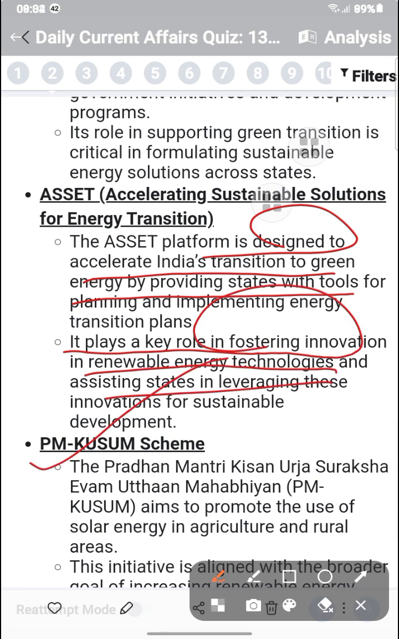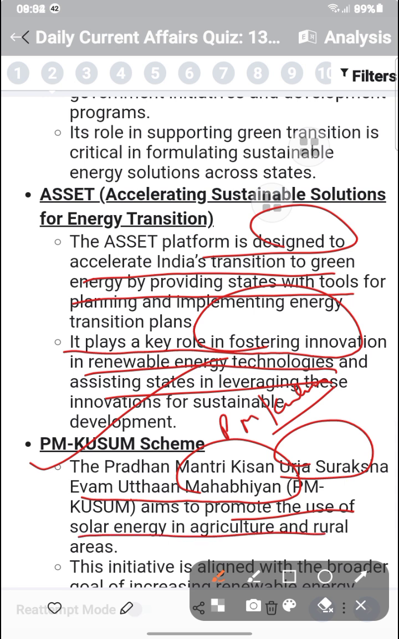PM KUSUM is also very important. PM KUSUM stands for Urja Suraksha Evam Utthan Mahabhiyan, which promotes the use of solar energy for rural areas. Solar energy for the rural areas. Okay, this is for that.